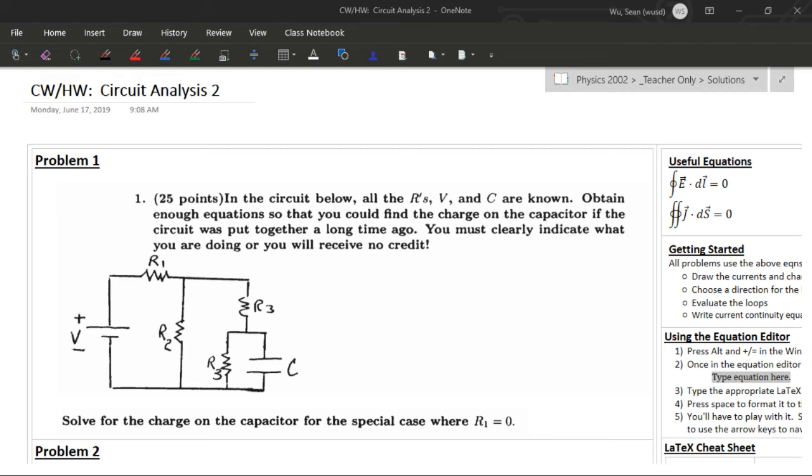All right, so this last set of solutions that I'm putting together for today is going to be over circuit analysis number 2. Circuit analysis number 1 I did in class, so you can look at your notes from class to see those solutions. So this one starts with this circuit that we have here.